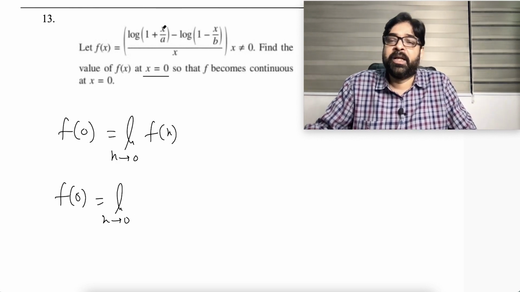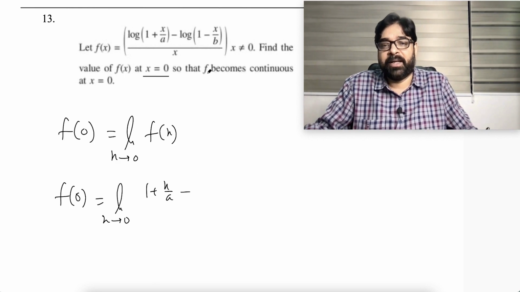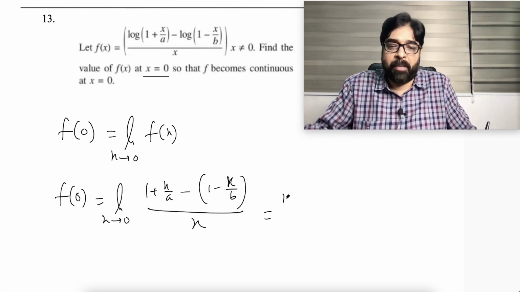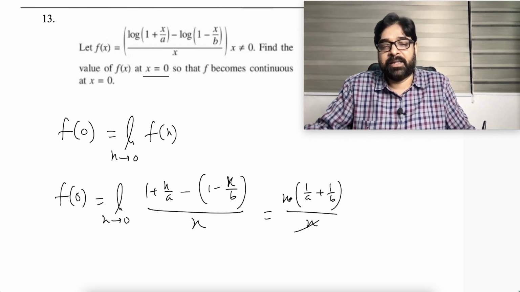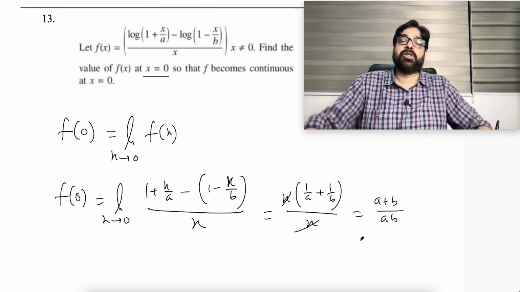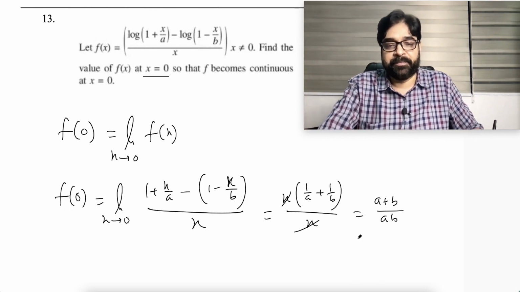Orally I am doing this. We can approximate this as 1 plus x by a, and this as 1 minus x by b, divided by x. The 1 and 1 cancel and x is common. So 1 by a plus 1 by b, divided by x. The x also gets cancelled and we get a plus b by ab. That is the answer. Means f of 0 will be equal to a plus b by ab. Right? Next question.